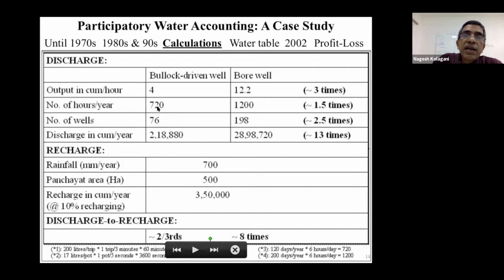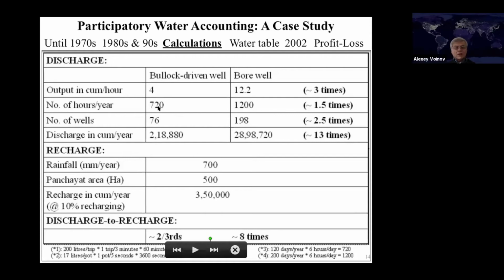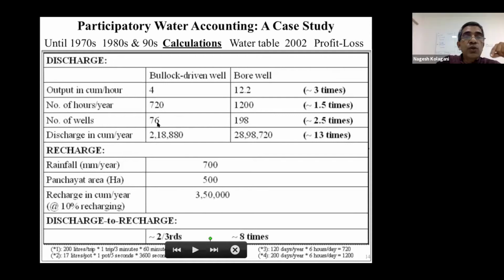So how did I come across this 720? It is justified in some area here. I didn't put a reference. You see, 120 days per year into 6 hours per day is 720. You see at the bottom, bottom right? Okay. So I say, so many wells you have, so many days you work, and you use those wells so many hours per day, and every hour that you work, how many liters or cubic meters you pull out.